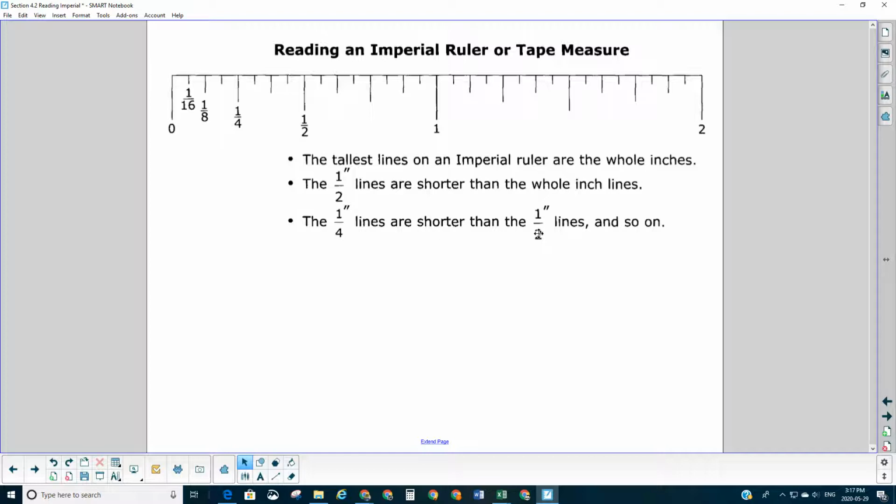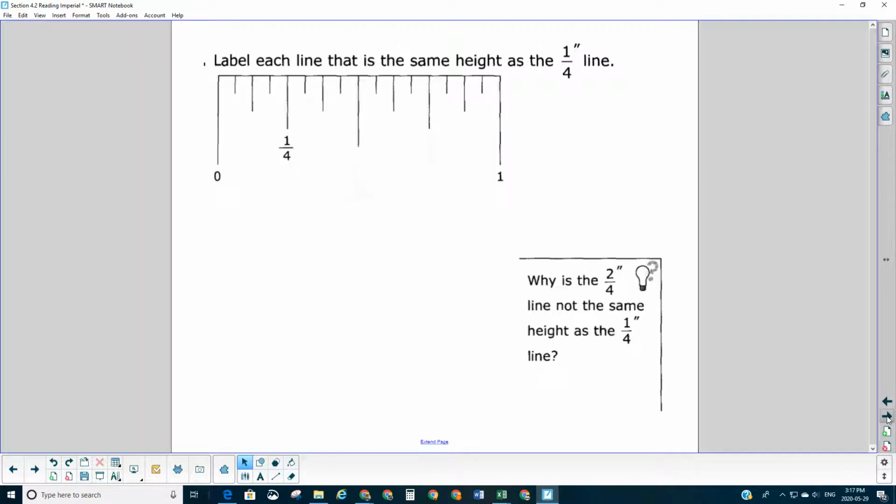The next shortest lines are the quarters. Okay, so not quite as long as the half, and obviously not as long as the full, but longer than these smaller ones. So there's the quarter. And then, of course, you get smaller. What's half of a quarter? An eighth. Half of an eighth is a 16th. So the smaller the little tick on your ruler, the smaller the fraction that we are looking at, starting with 1, and then a half, a quarter, an eighth, and a 16th. Some rulers will even go further to 32nds and 64ths, but we're only going to go down to 16ths. All right, so that completes page 84.